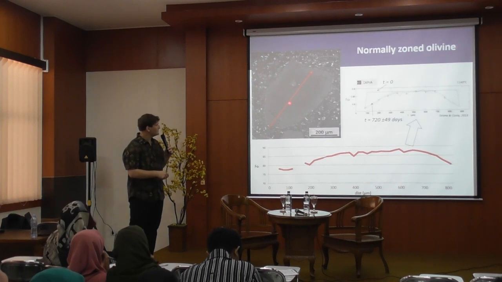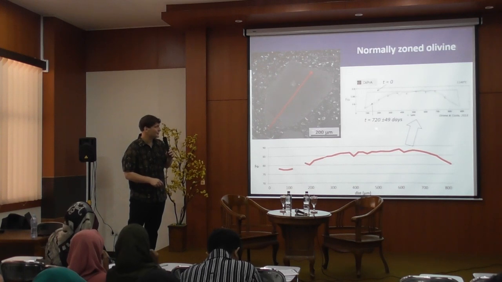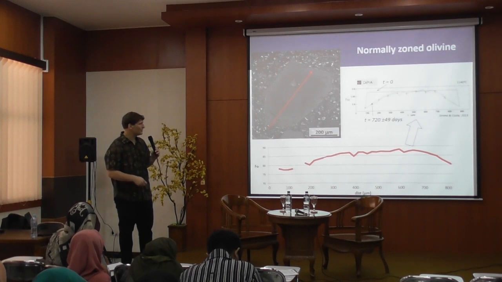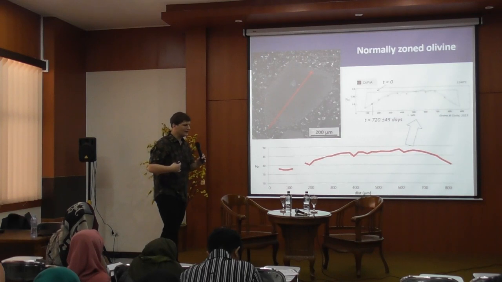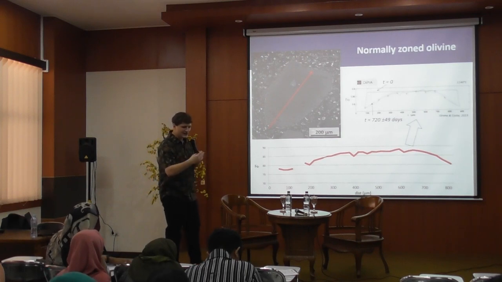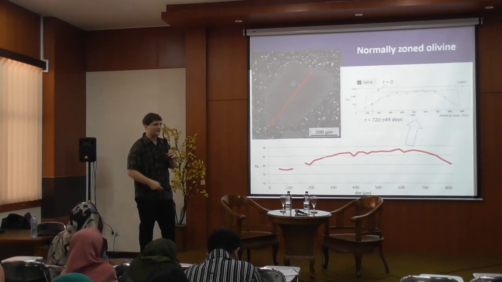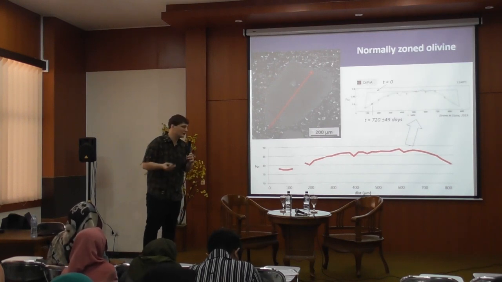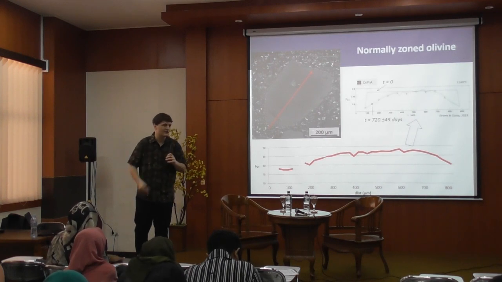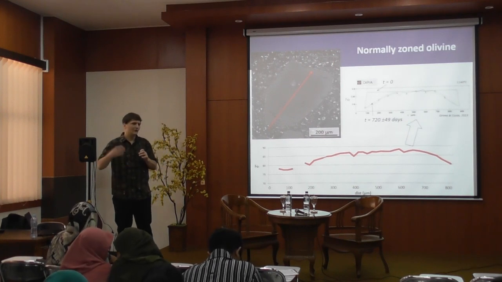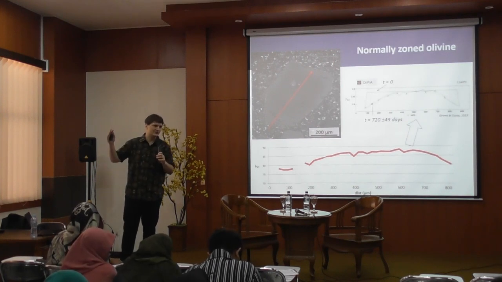Here's another one. This one's normally zoned. This is a bit longer. Here we've got 2 years in the system. So anywhere from hours to days to a couple of years. That kind of brackets things: one gives us a time scale of mixing before the eruption, and the other gives us the time scale of maybe an eruptive episode, that it might be active for at least a couple of years. And that's kind of what we see. It was active for several years. Some volcanoes are only active for a few months, some are active for several years, and some seem to be active for centuries.